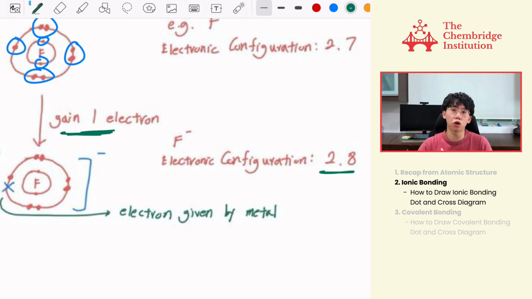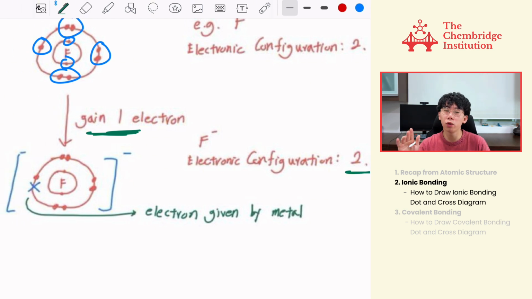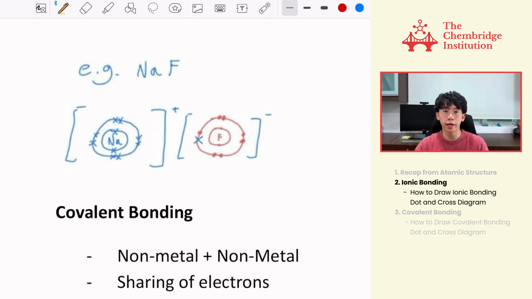So when you draw the dot and cross for the F- ion, it will have 2 electrons in the first shell and then 8 electrons in the second shell. And do pay attention to the new electron that came in: it is actually a cross, because as we remember, the electron did come from the sodium ion. So we know that this electron didn't originally belong to the fluorine. So in our dot and cross, please make sure that any electrons gained are represented by a different legend.